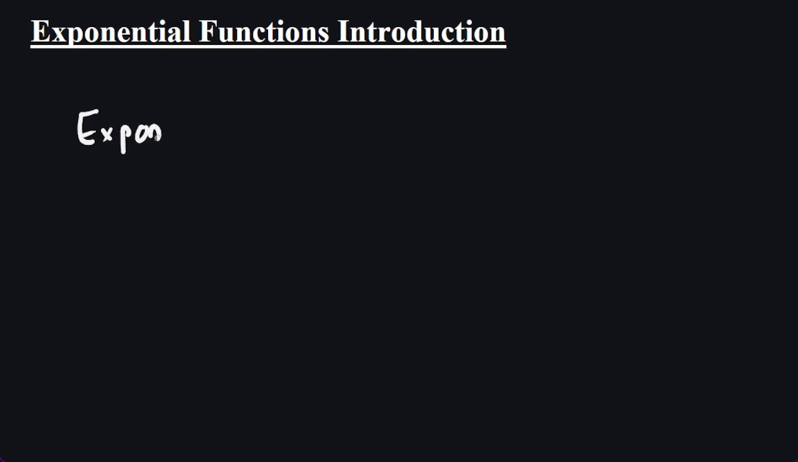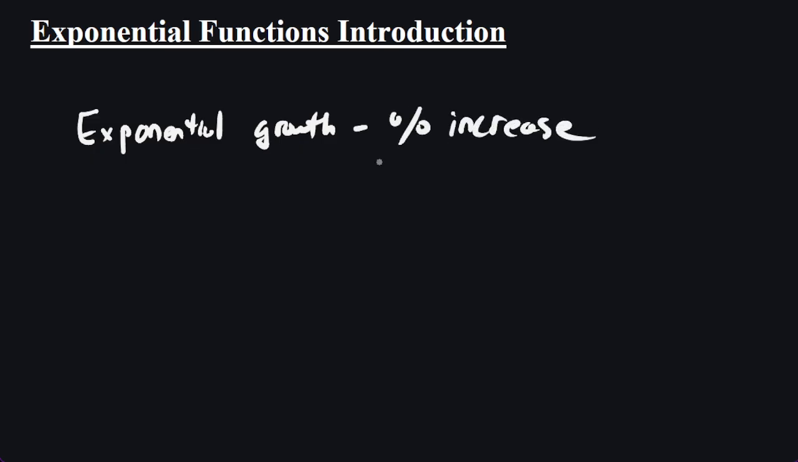So exponential growth means there is a fixed percent increase. And on the other hand, we have exponential decay, which is based on a fixed percent decrease.